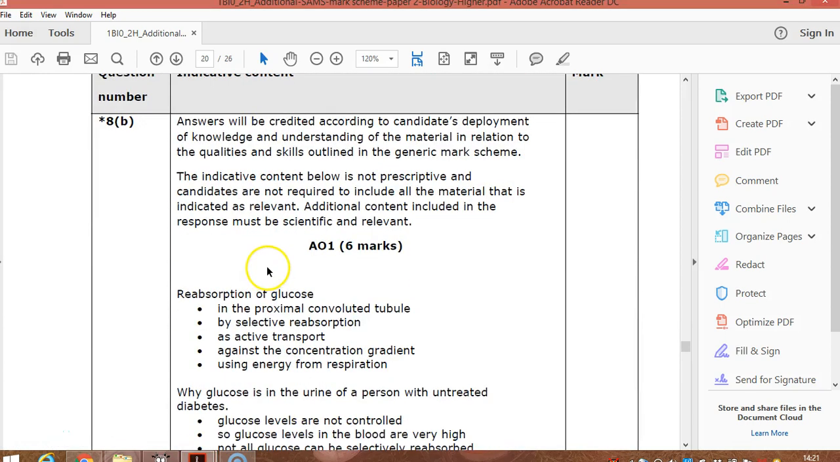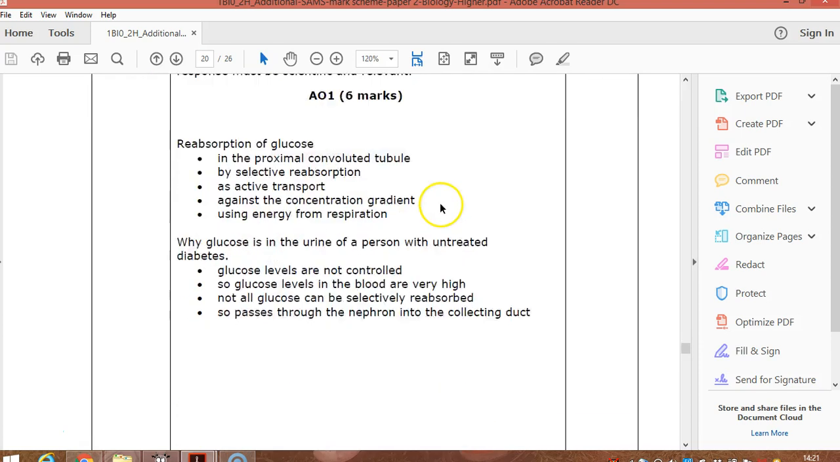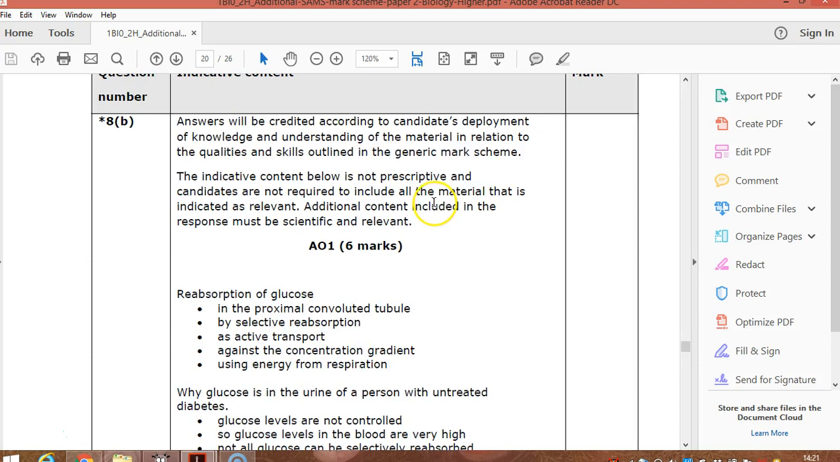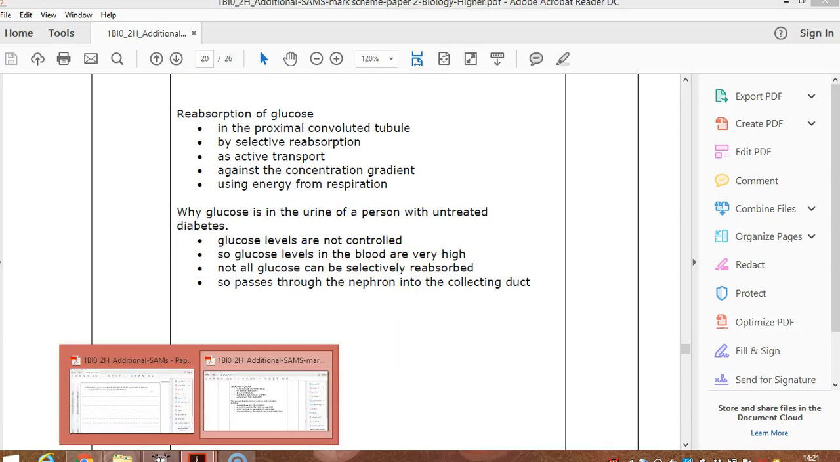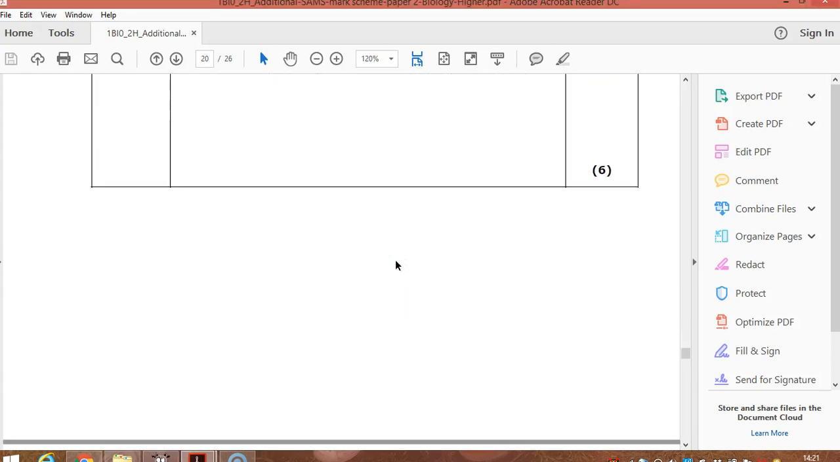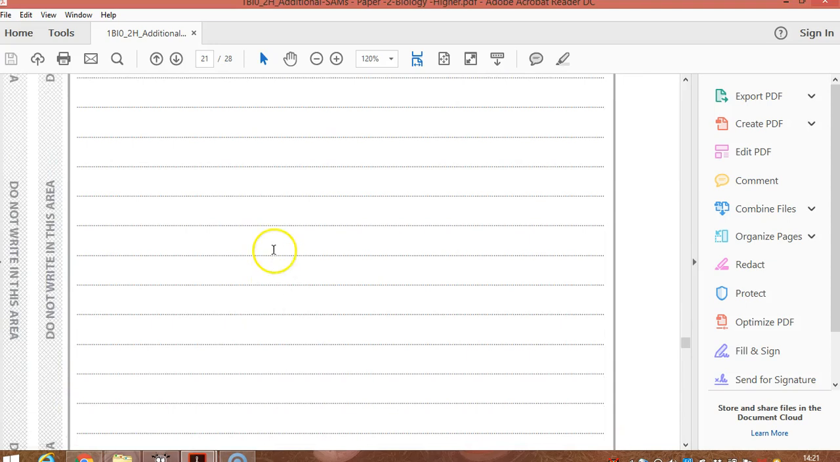Right, so there'll be loads of points, but you won't have to include all of them. So absorption of glucose is in the proximal convoluted tubule. So this is testing your knowledge of the parts inside the kidney. So there's active transport against the concentration gradient, using energy from respiration. If you've got diabetes, the glucose levels are not controlled, so the glucose levels in the blood are high. It can't all be selectively reabsorbed, so it passes through the nephron into the collecting duct. So there we go.